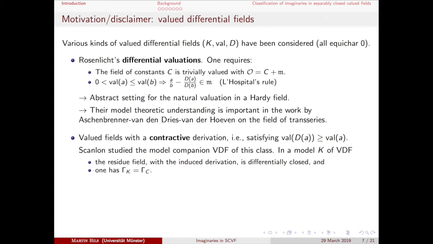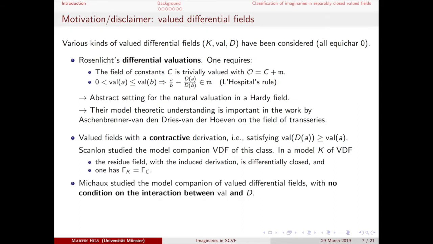And in a model of this model companion, one has that the residue field, first of all, the derivation induces a derivation on the residue field, which follows from contractivity, and the residue field will be differentially closed. And every value will be represented by a constant. So it will be the value of a constant. This is, Gamma_K is equal to Gamma_C. But very different from the first, because here the constants are trivially valued. They give rise to all the values. And also the residue field is differentially closed here. It's not a constant field, so it's very opposite.